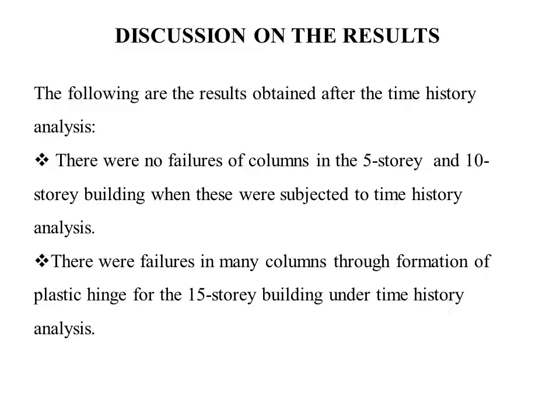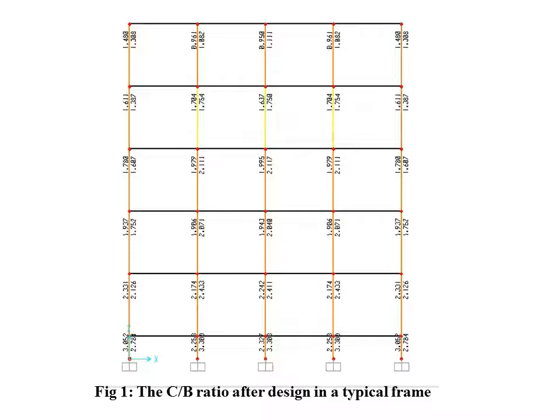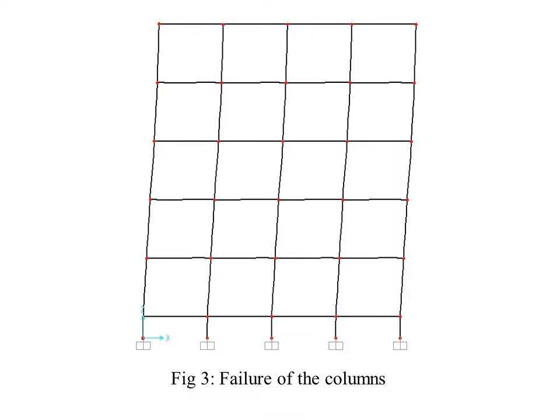Now, the results that have been obtained from the study. When the 3 buildings were subjected to time history analysis, it was seen that the 5-story building and the 10-story building did not suffer any failures in the columns. When the 15-story building was subjected to time history analysis, there were many failures in the columns at various places. This picture shows the predefined CB ratios in all the joints in a typical frame. The next picture shows the formation of hinges in the columns. The hinges here are not very distinct due to poor quality of the picture.